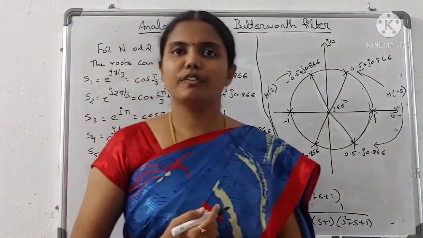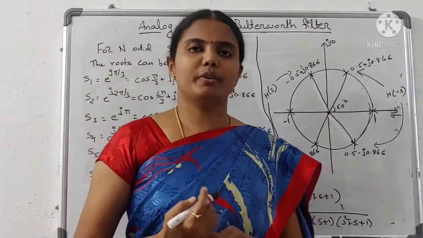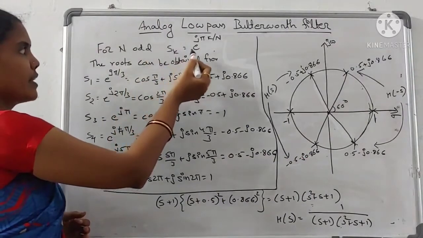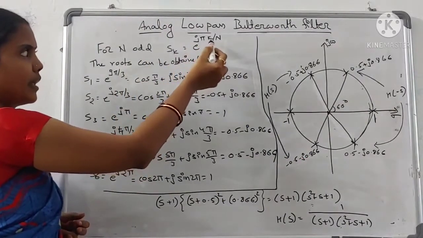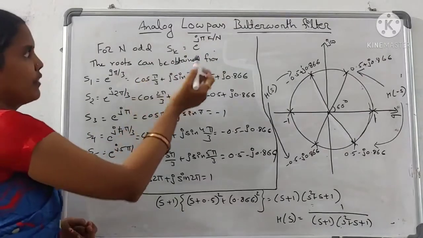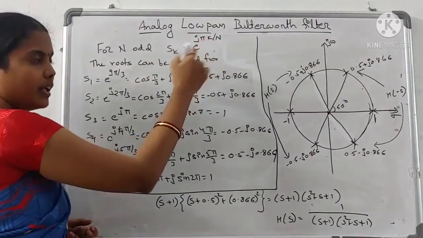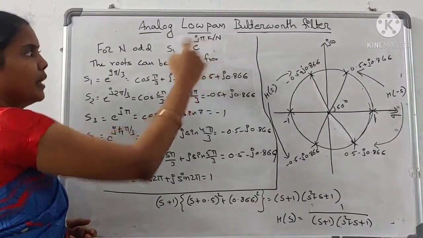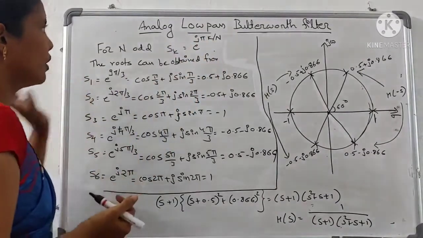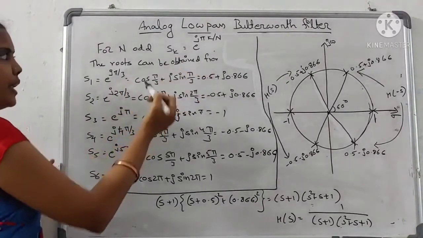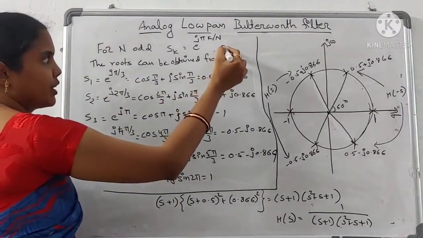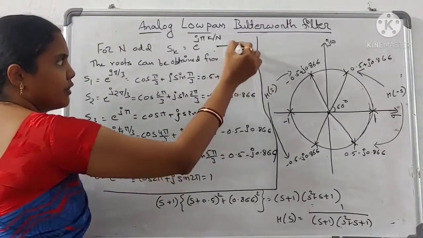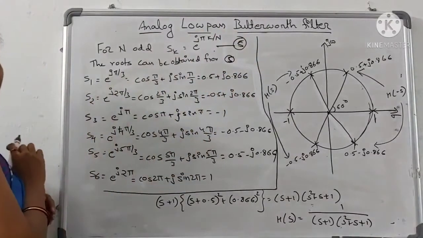See the continuation of previous lecture. So in the previous lecture, we have seen for n is odd, the value of s_k is e power j pi k by n. In the previous lecture, by mistake a 2 was written there; it is not there. Okay, e power j pi k by n. So now the roots can be obtained from this equation. Keep it as equation 5.